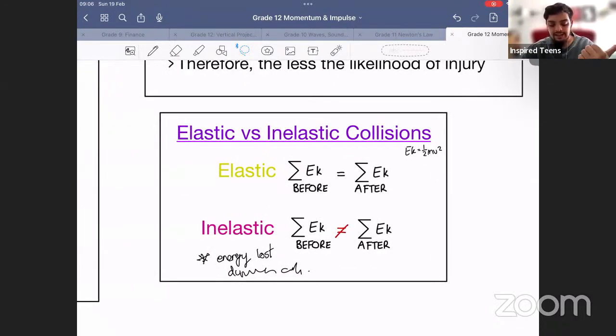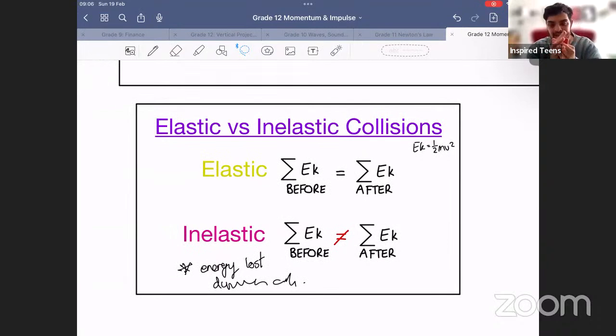Then we discussed elastic versus inelastic collisions. We said in elastic collisions, that little sigma notation is the sum of the kinetic energy before. Why are we summing kinetic energy? It's because we have two objects. So we are summing both of their kinetic energies before, and it's going to be equal to the sum of their kinetic energies after. This is in an elastic collision.